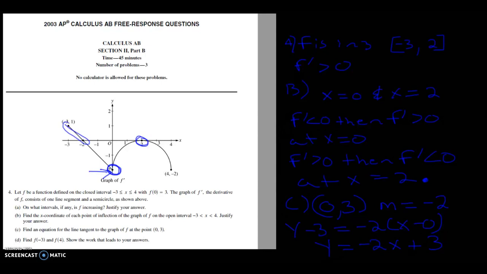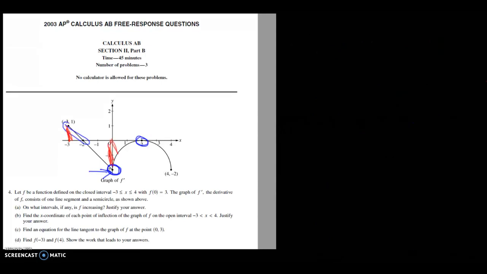Okay, please give me a second while I clear my canvas because I'm going to need a lot of room for part D. So for part D, it says find f of -3 and f of 4. Show the work that leads to your answer. For part D, we're going to use the fundamental theorem of calculus. If we have a and b, the integral from a to b of f prime of x equals f of b minus f of a.